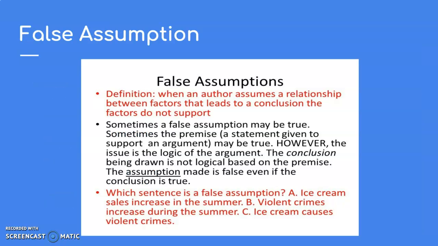False assumption, that is when an author assumes a relationship between factors that leads to a conclusion the factors do not support. Sometimes a false assumption may be true. Sometimes the premise may be true. However, the issue is the logic of the argument. The conclusion being drawn is not logical based on the premise. The assumption made is false even if the conclusion is true.